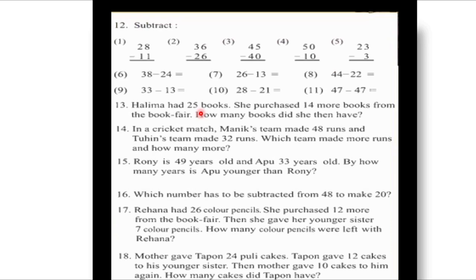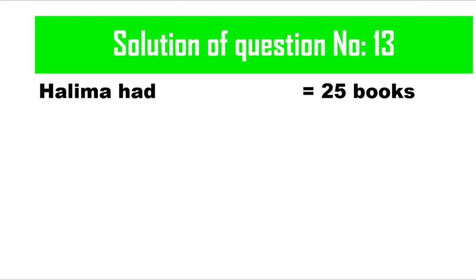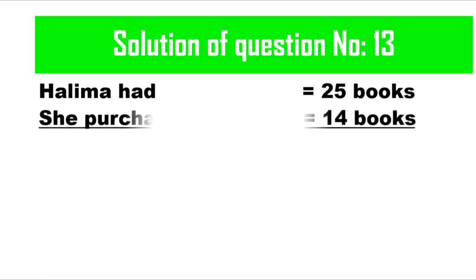So how can we solve this question, or how can we summarize this question? So let's go to the board and try to solve question number 13. Dear students, it is the solution of question number 13. In the first line, you should write that Halima had 25 books. It is the first line. And in the next line, you should write that she purchased 14 more books.